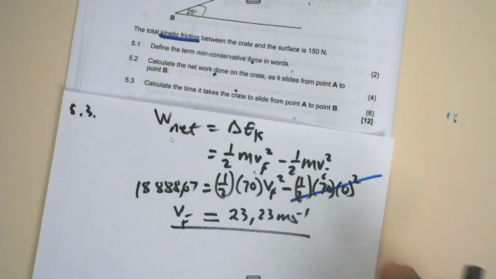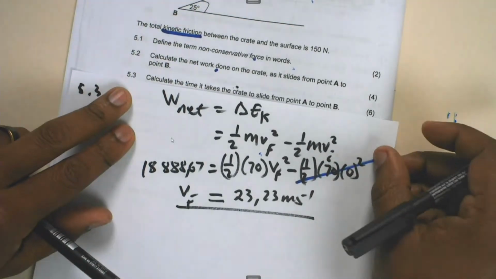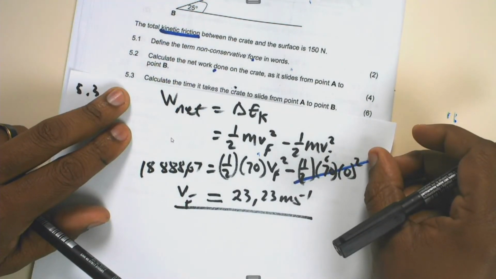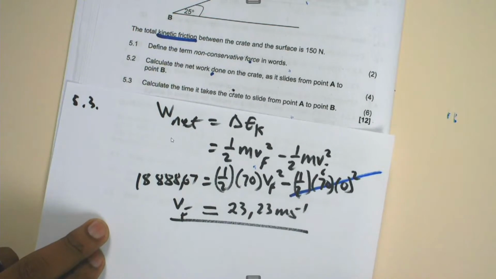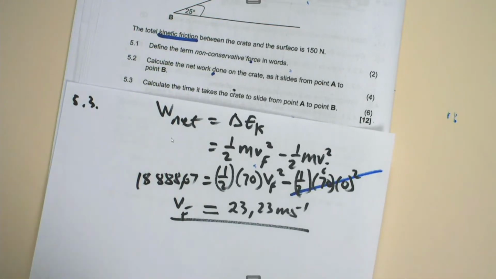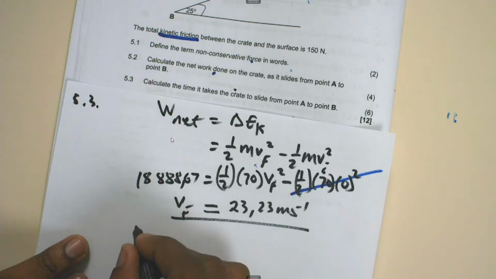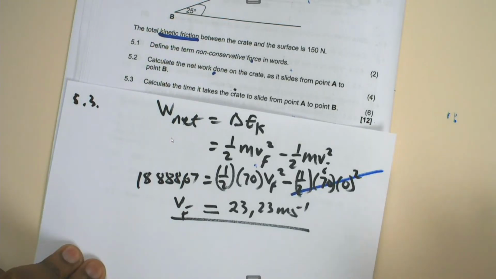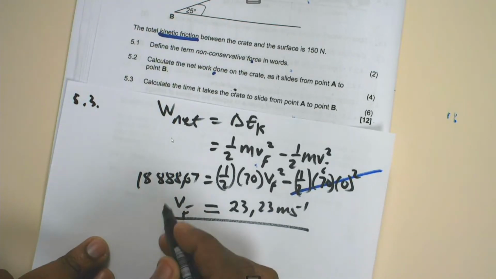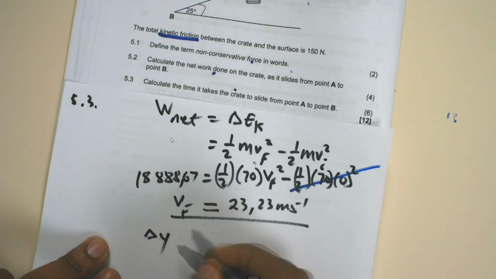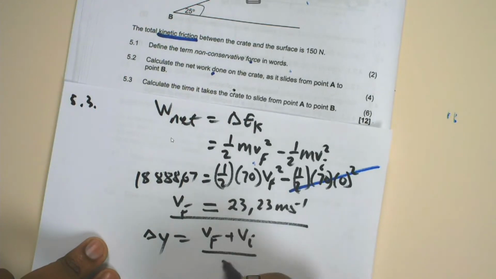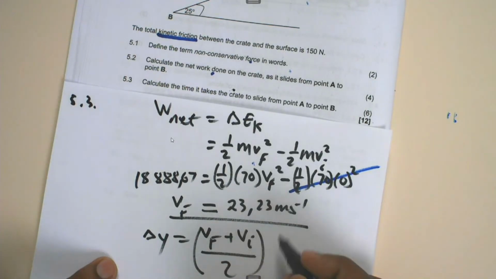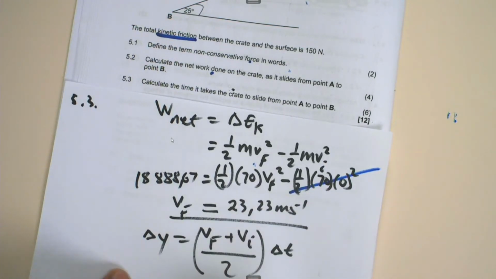But now this is just V final. We did not calculate the time. So can I use equations of motion? Yes, I can. What will be the equation of motion? The equation of motion that I can use is something that doesn't have acceleration, that doesn't have a lot of complicated things. So I'm going to choose this one. Delta y is equal to (V final plus V initial) over 2, times change in t.